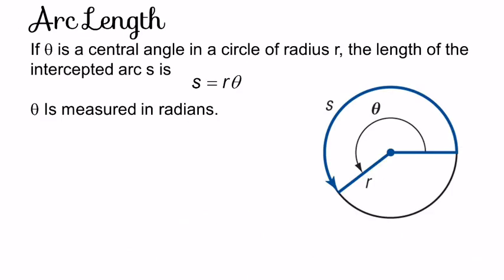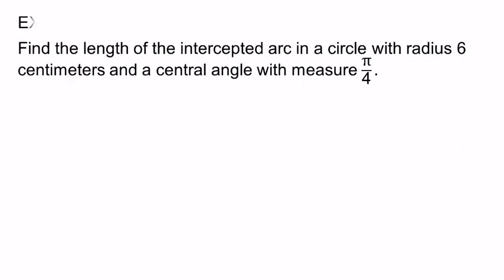Okay, next thing we're going to look at is the arc length. Arc length on a circle is like the crust of the pizza. It's the length around the edge of the circle. So it says if theta is a central angle in a circle of radius r, the length of the intercepted arc s is s equals r theta, and theta is measured in radians for this formula. So if I'm solving for the length of that arc, all I have to do is multiply the radius times the angle measure that they gave me in radians.